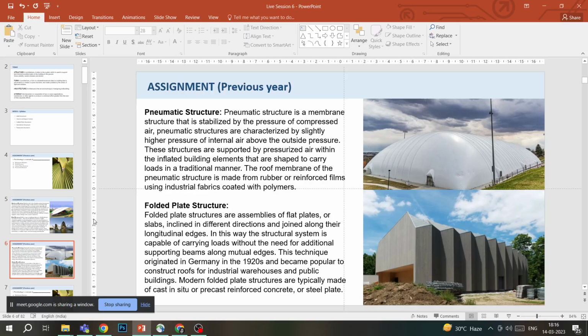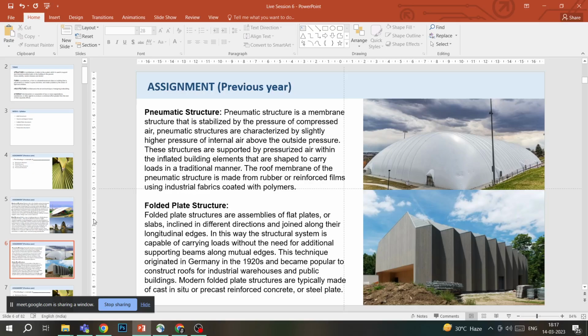Folded plate structure. Folded plate structures are assemblies of flat plates or slabs inclined in different directions. So basically these are plain flats, but they're joined together at some angles or different directions along their longitudinal edges. In this way, the structural system is capable of carrying loads without the need for additional supporting beams along mutual edges. This technique originated in Germany in the 1920s and it became popular to construct roofs for industrial warehouses and public buildings. Modern folded plate structures are typically made of cast in situ or precast reinforced concrete or steel plate.